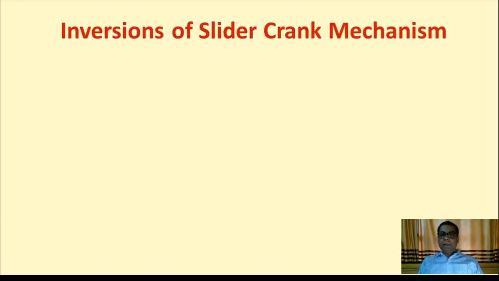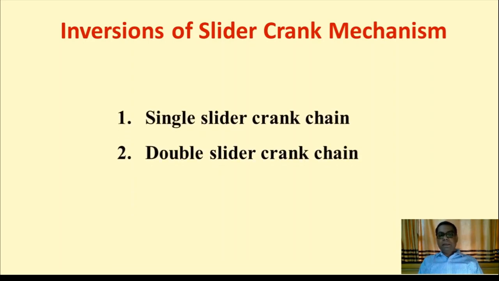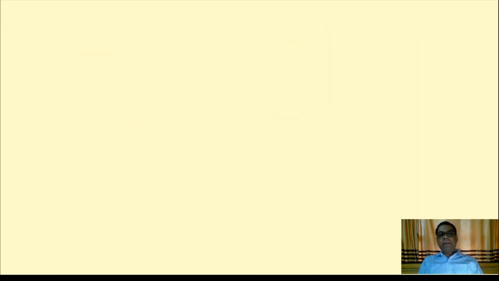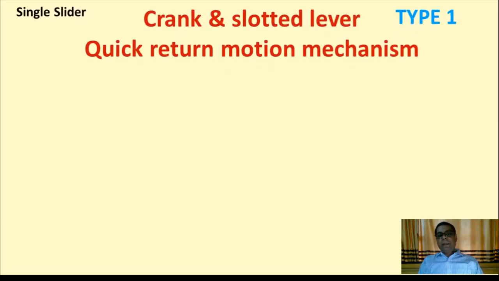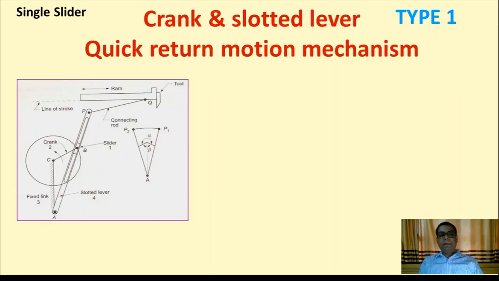Now over here, inversion of slider crank mechanism, we see that there is single slider crank chain and double slider crank chain. So in single slider crank chain, the type 1 is crank and slotted lever quick return motion mechanism that we are going to observe over here.